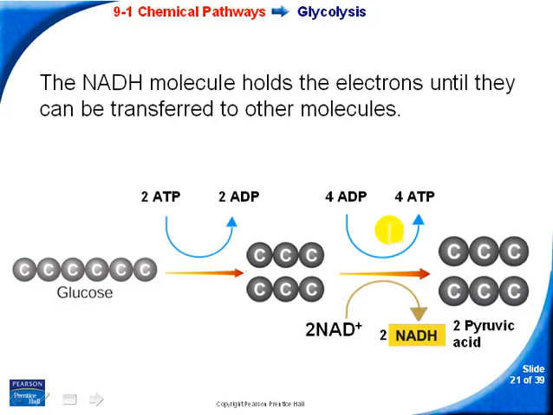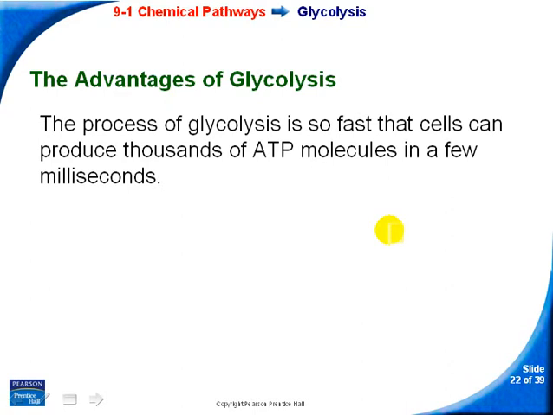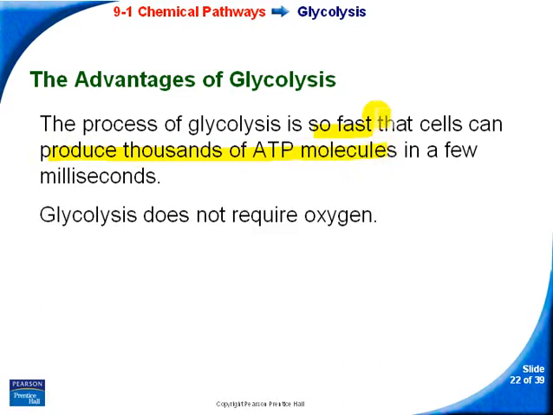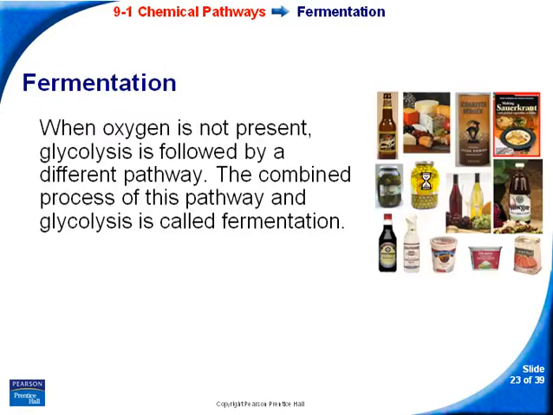And the NADH molecules are going to hold those electrons until they can be transferred elsewhere and used in other reactions to gain even more electron energy. In other words, the electron transport chain is where we're going to send those. So glycolysis is fast, so the cell can produce thousands of ATP very quickly, and it does not require oxygen. The problem is we're not getting the full use of the glucose if we don't go on to the Krebs cycle and the electron transport chain.